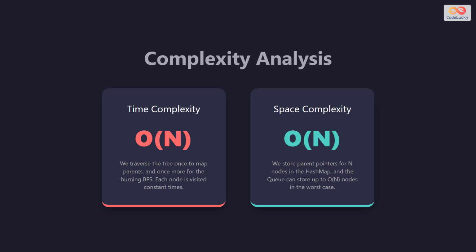Finally, let's analyze the complexity. The time complexity is big O of n because we traverse the tree twice, once to map parents and once to simulate the burning. Each node is visited a constant number of times. The space complexity is also big O of n to store the parent map and the queue.